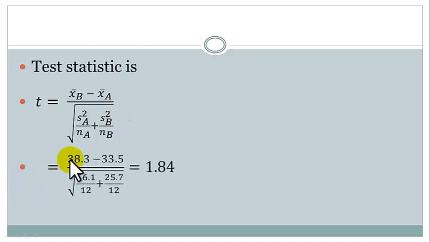This is equal to, putting in the values, 38.3 minus 33.5 all over the square root of 56.1 over 12 plus 25.7 over 12. This will simplify to 1.84. Degrees of freedom is NA plus NB minus 2, that is 12 plus 12, 24 minus 2, that will give us 22.